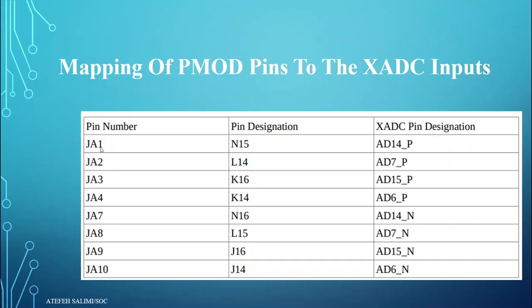As you could see, JA1 and JA7 are connected to the equivalent pins of the PL of the Zynq of the Zybo board, N15 and N16, and then it is equivalent to the XADC pins AD14P and AD14N. As it is illustrated, it is configured in a differential mode, and in general, the 8 data signals of the PMOD port are grouped into 4 differential pairs.